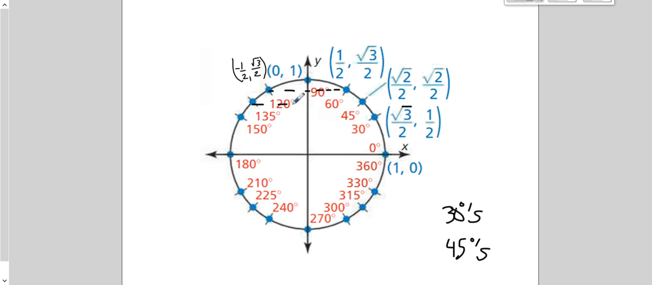This next one is straight across from this one. So the numbers are the same, but the x went in the opposite direction. So that's going to be a negative rad 2 over 2. But the y value is still up. So that's positive rad 2 over 2.